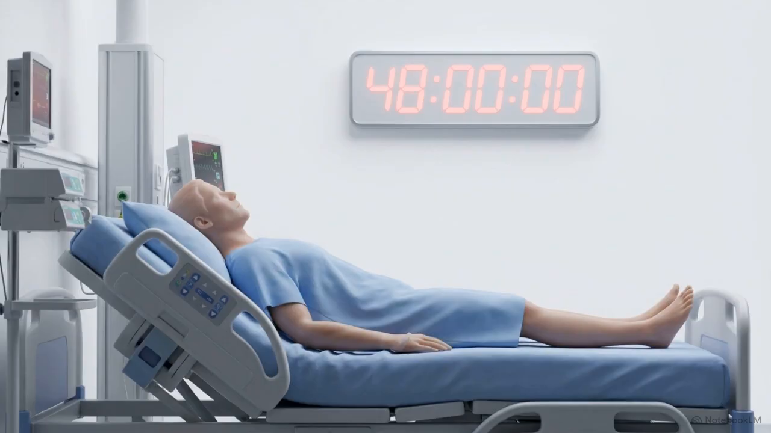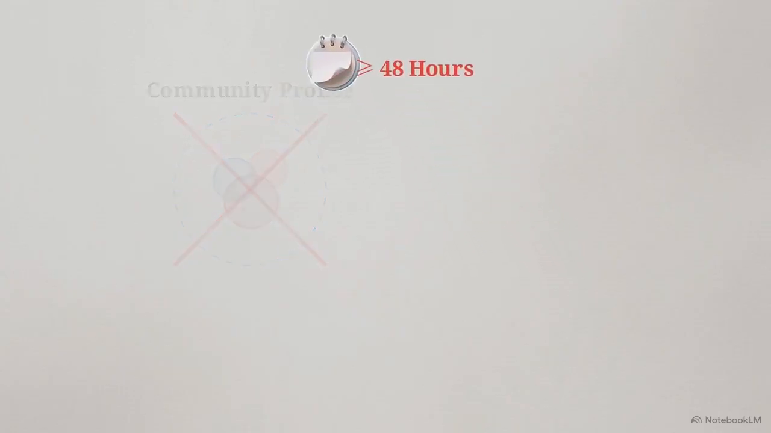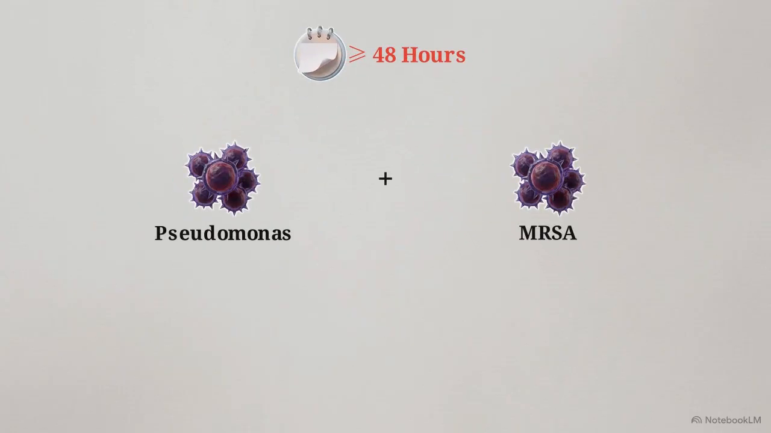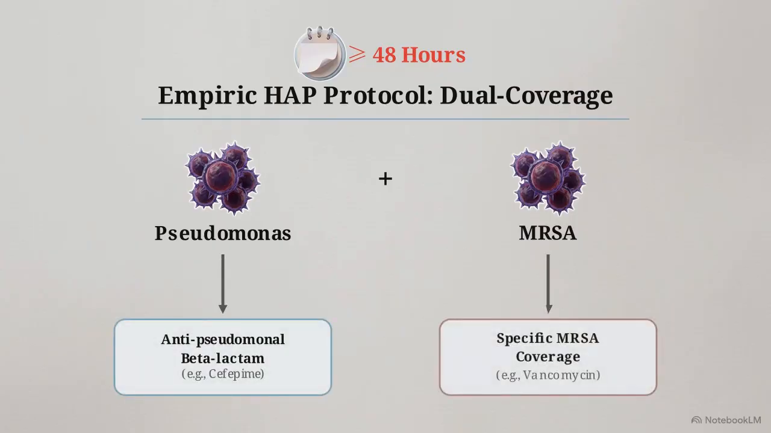When diagnosing hospital-acquired pneumonia, the defining metric is time. By definition, HAP occurs at least 48 hours after a patient is admitted to the hospital. This 48-hour window alters the expected microbiological profile. We can no longer assume standard community bacteria. The hospital environment selects for multi-drug-resistant organisms. Because of this shift, the mandatory empiric protocol for HAP requires aggressive dual coverage, immediately deploying an anti-pseudomonal beta-lactam combined with specific MRSA coverage, like vancomycin.